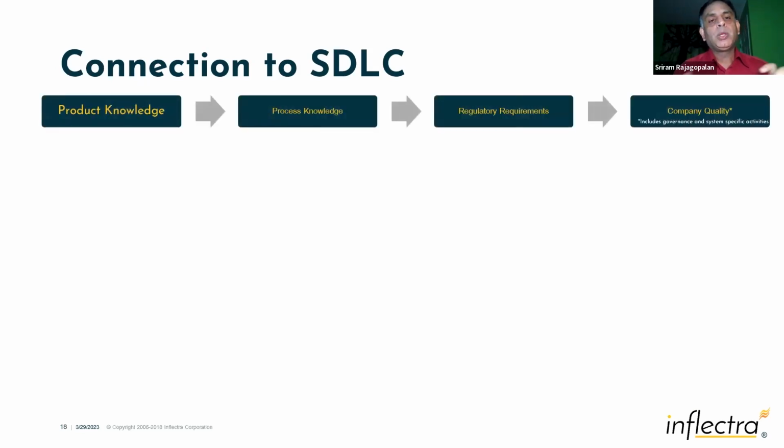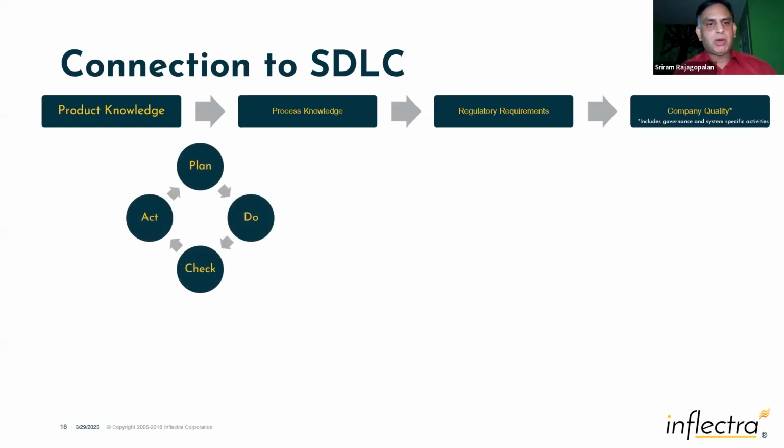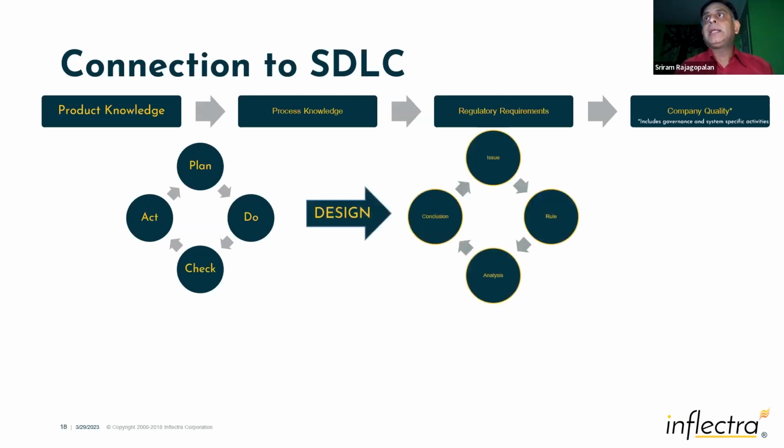Connection to SDLC. When you look at the software development lifecycle, I don't think waterfall exists, in my humble opinion. I have talked about this a lot. It only exists in people's minds. It never existed in theory. But the idea behind that is product knowledge, process knowledge, regulatory knowledge, and company quality. Company quality could be organizational process assets where governance and system-specific activities come in. And all these things are part of your project team or product team that is delivering the work. And how do they do the work? We have this thought process of PDCA, Plan, Do, Check, Act, which was then modified as Plan, Do, Study, Act.